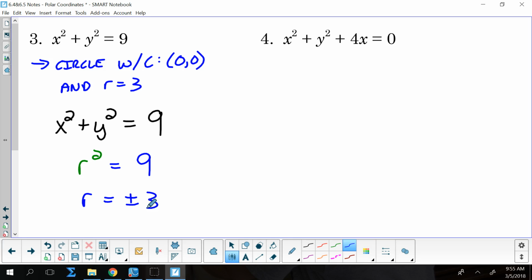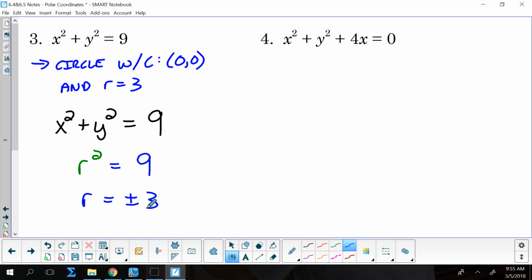Okay, hold on. R equals positive 3. Says that I go 3 rings out, right? Start at my theta of 0, work myself around counterclockwise, and boom, done. Correct?